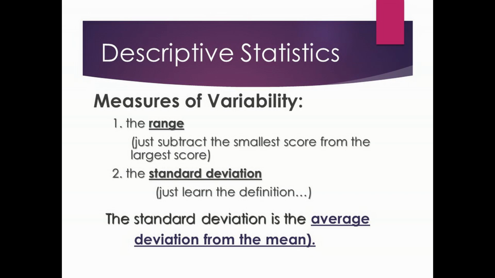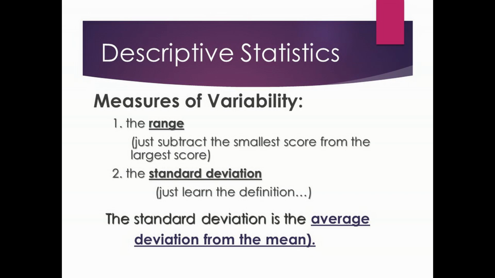I'm not going to ask you to calculate the standard deviation in a general psychology class. I'm really going to ask you to learn the definition. Learning the definition of a standard deviation is really giving you some idea of how it's calculated, but I'm not requiring you to do so. The standard deviation is the average deviation from the mean. So you can see this is a measure of variability. On average, how much does each score deviate or differ from the mean?